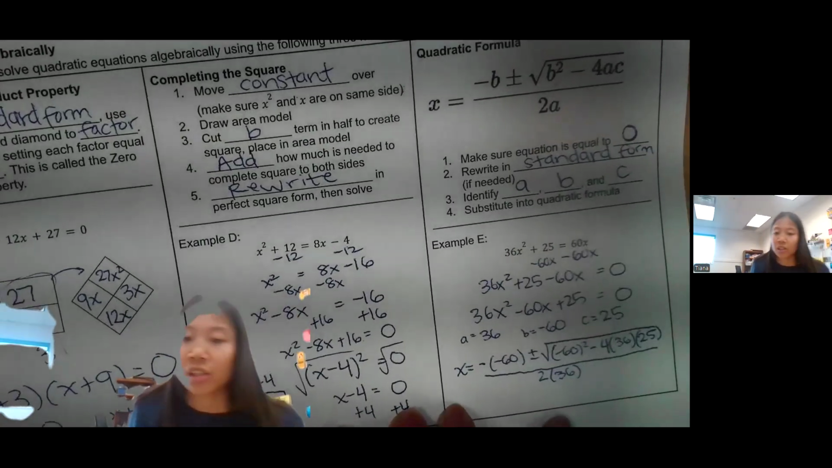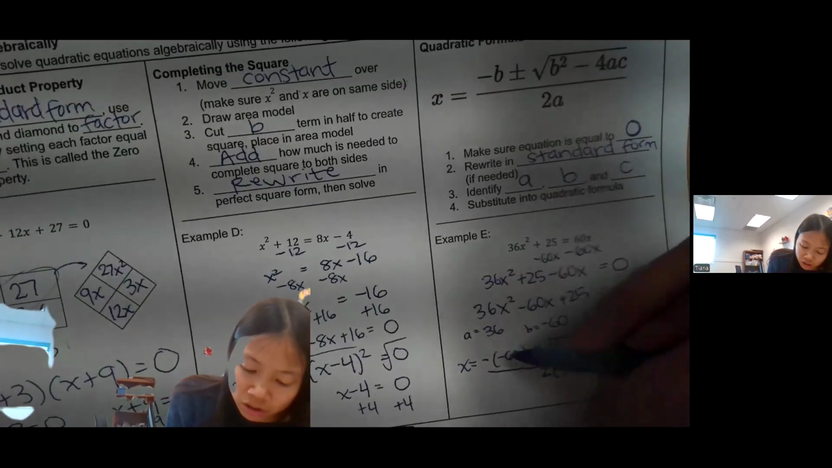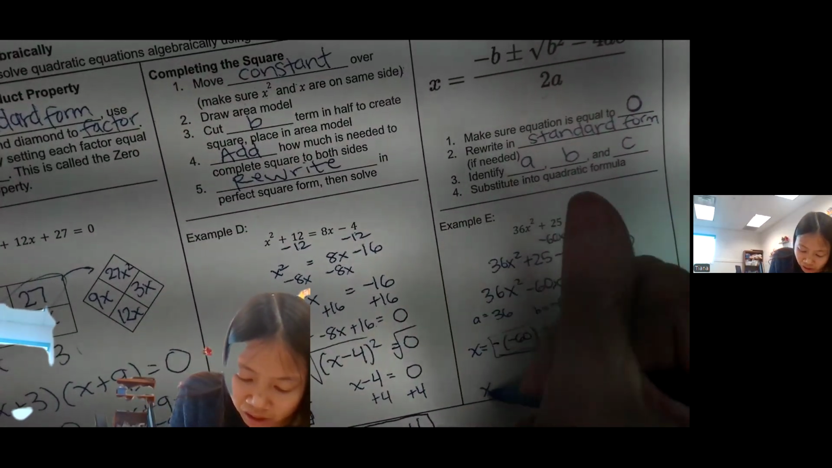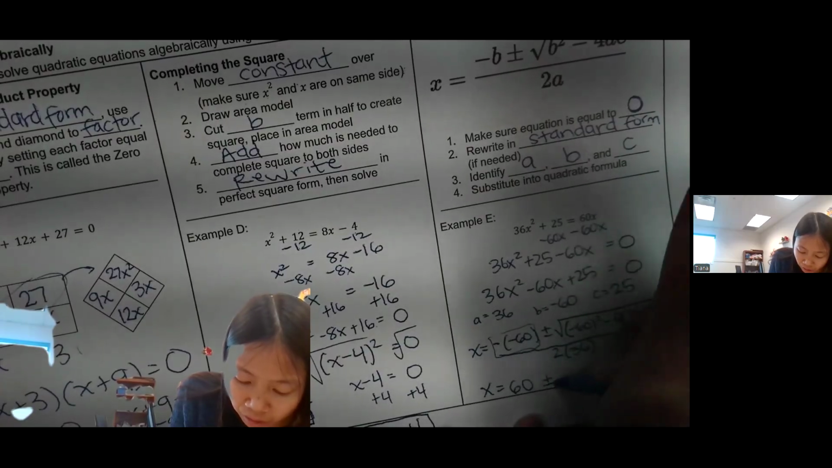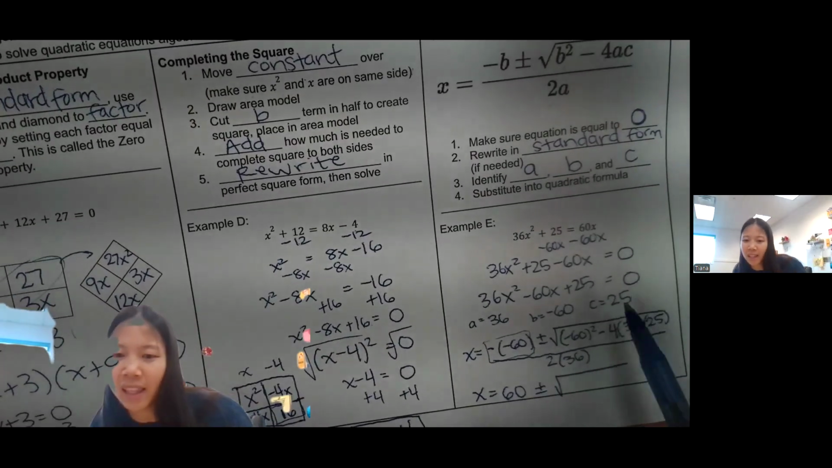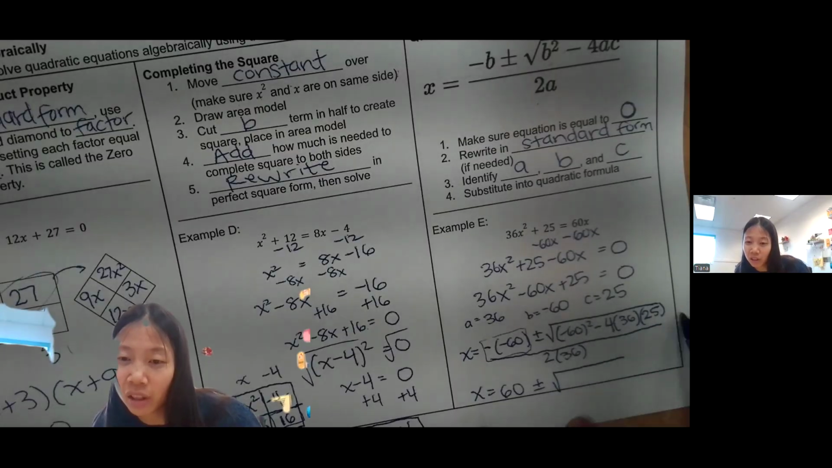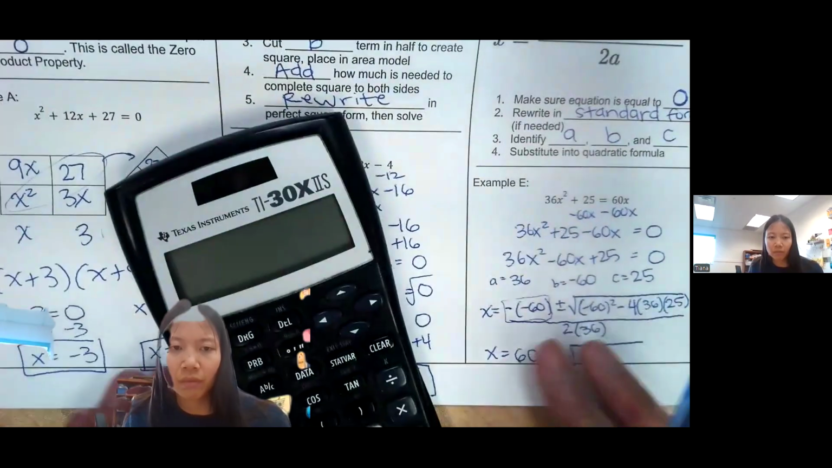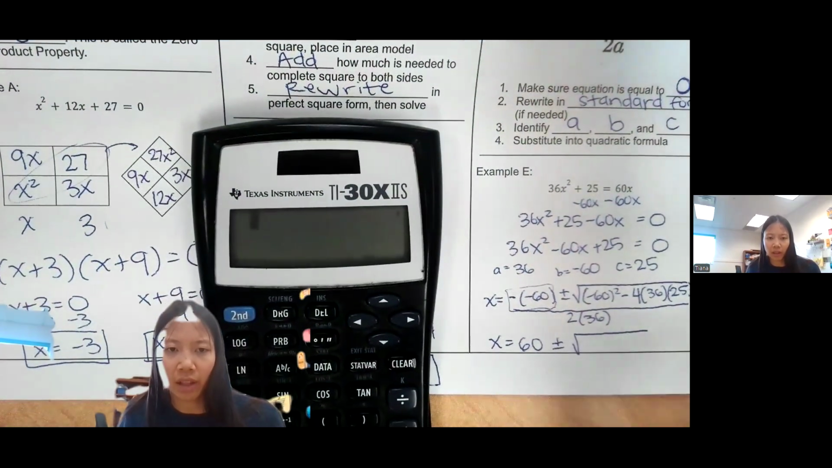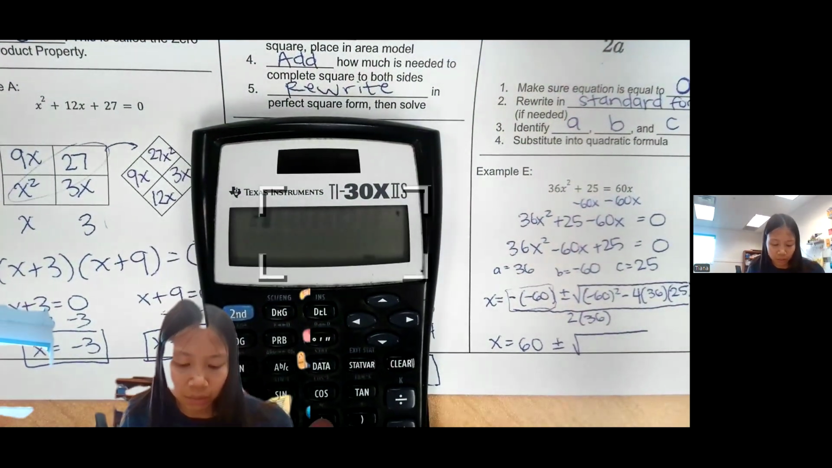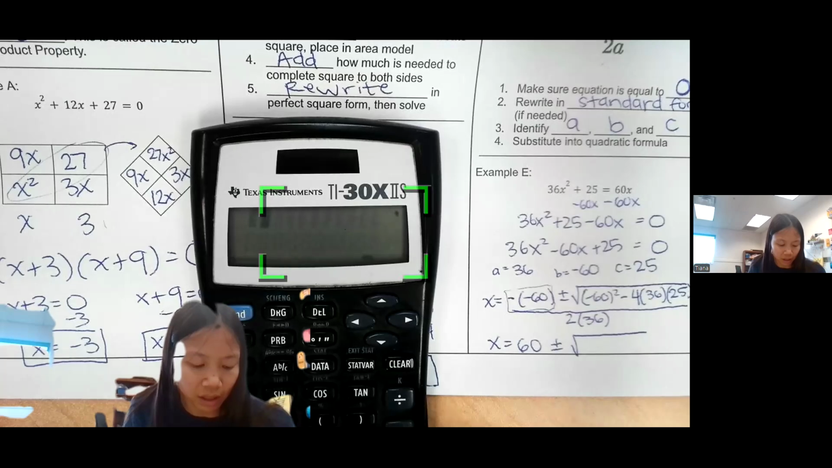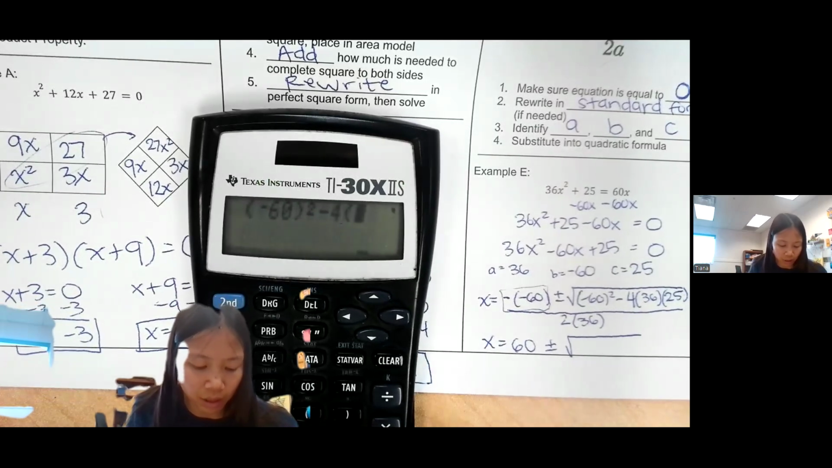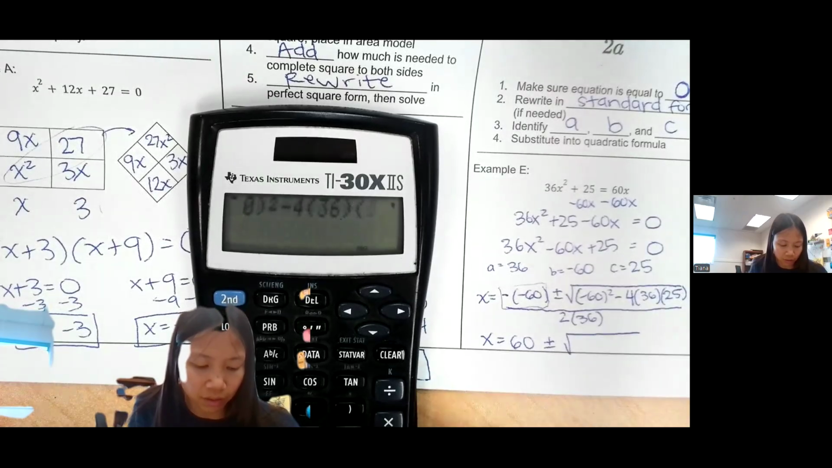All right, so now I can just simplify each section. Negative times negative 60 is just positive 60, so x equals positive 60 plus or minus the square root. And then we're just going to type everything underneath the square root into our calculator. So I'm going to grab my calculator right here. Oh, that looks a little better. Okay, so we're going to do parentheses, negative 60 squared minus 4 times 36 times 25.